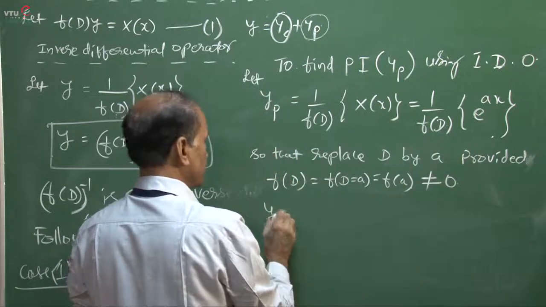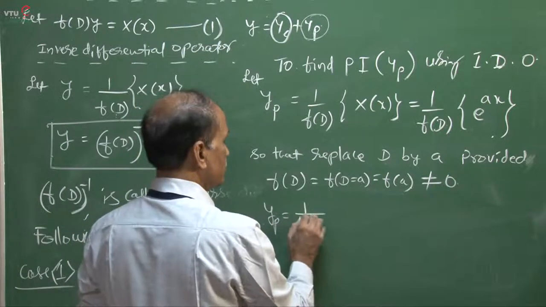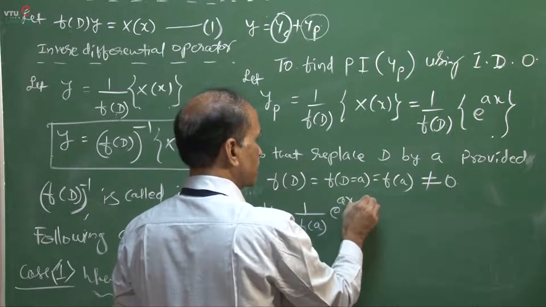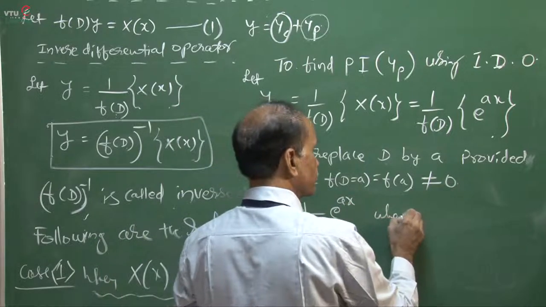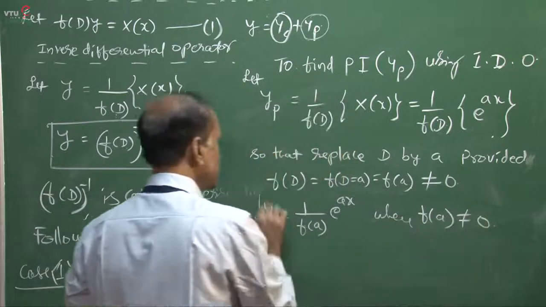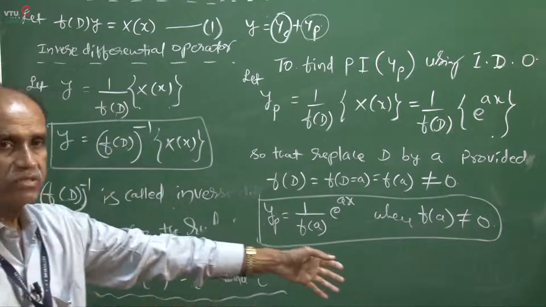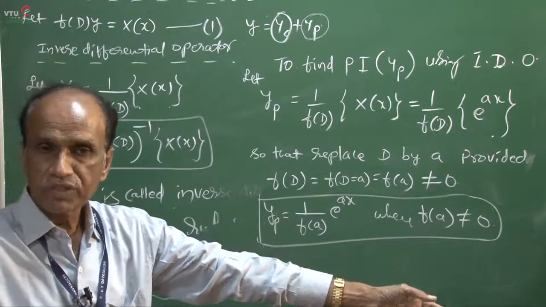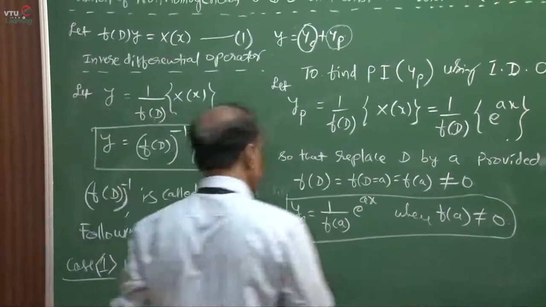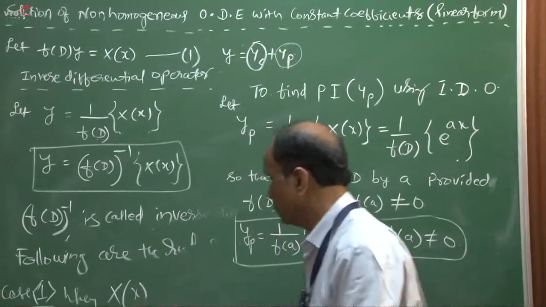That means yp is what? yp is equal to 1 divided by f of a, e to the power ax, when f of a is not equal to 0. This is the first direct solution. I will let you know how this step is going to satisfy the given problem as a particular solution. Okay. So, in case it is 0, what happens?